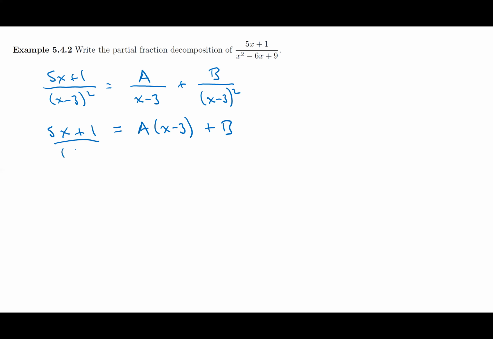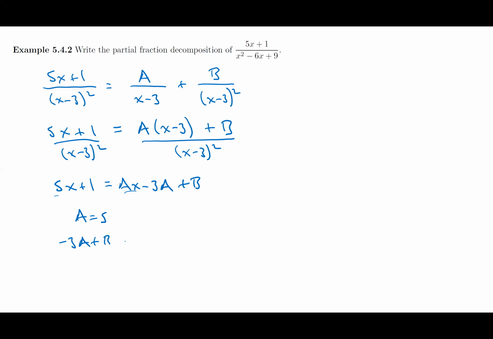Again, remember my denominators now are really this. So I can equate my numerators. 5x plus 1 equals Ax minus 3A, and then plus B. So equating coefficients, the coefficient of x on the left is 5. The coefficient of x on the right is just A, so I know that A is equal to 5. And then I also know that negative 3A plus B is equal to 1.